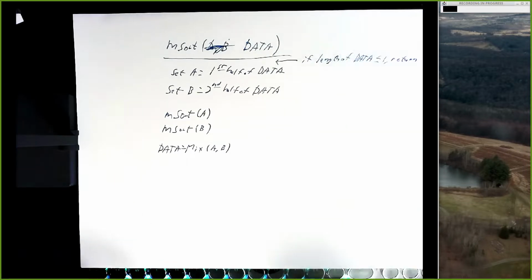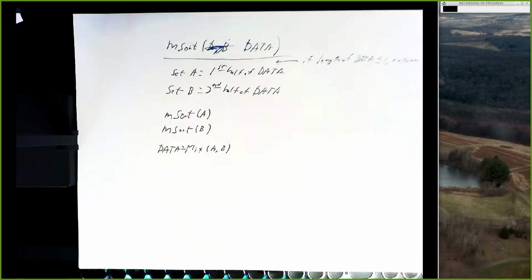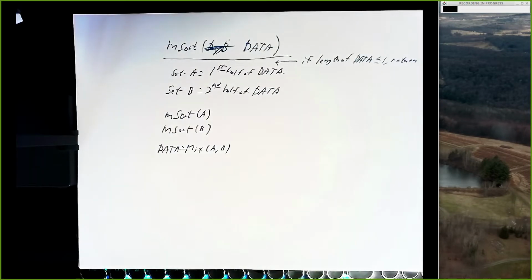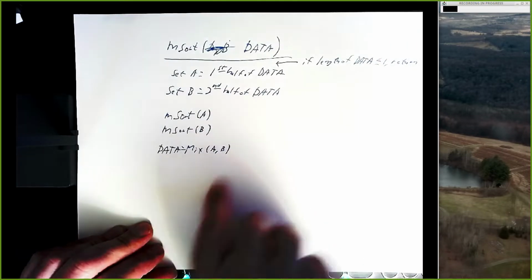If the data you're asked to sort consists of either 1 number or no numbers, just return. There's no work to do. We don't have to split, we don't have to recurse, we don't have to mix. If you have a list with numbers and there's only 1 number in the list, it's already sorted. So if the length is less than or equal to 1, we'll just return. Otherwise, split your list in half, sort each half, mix them together.